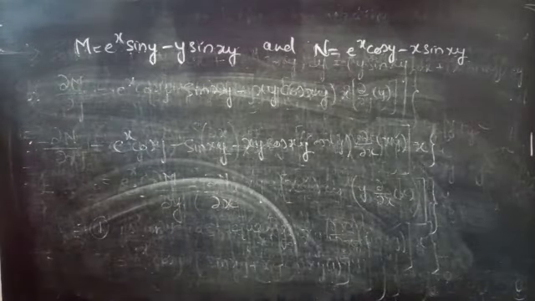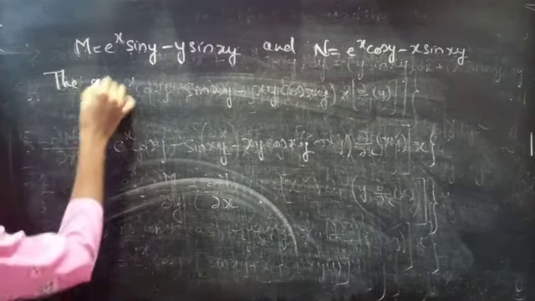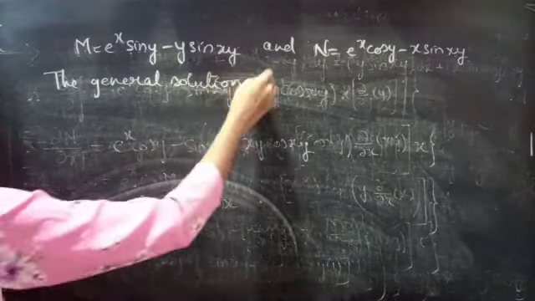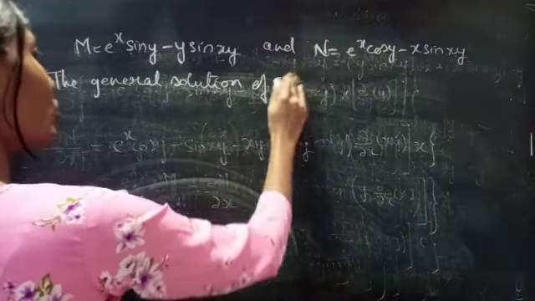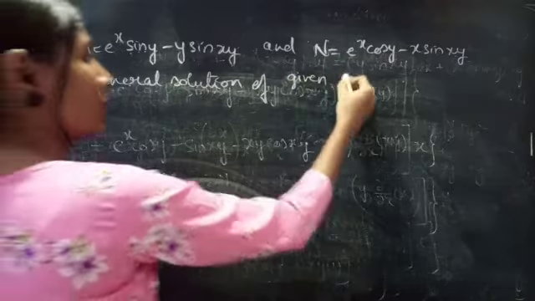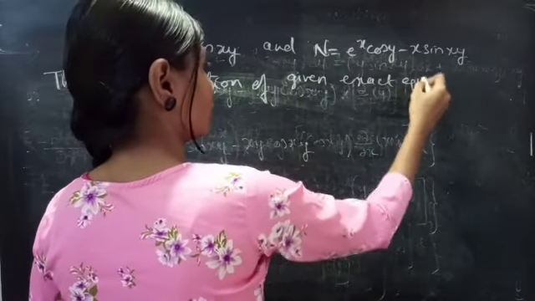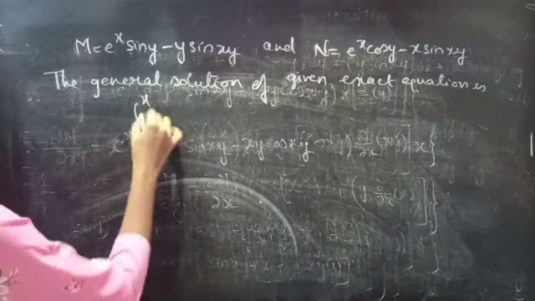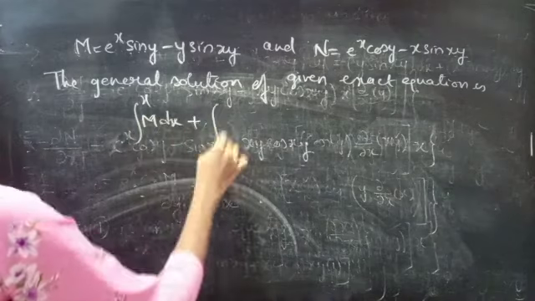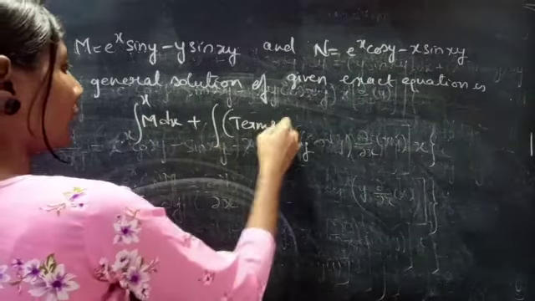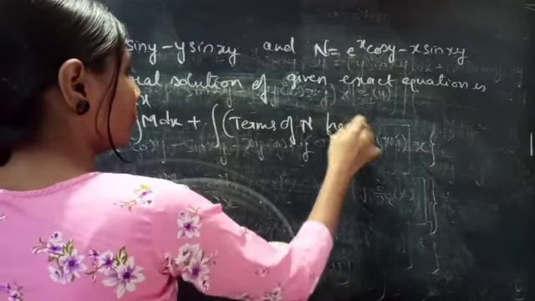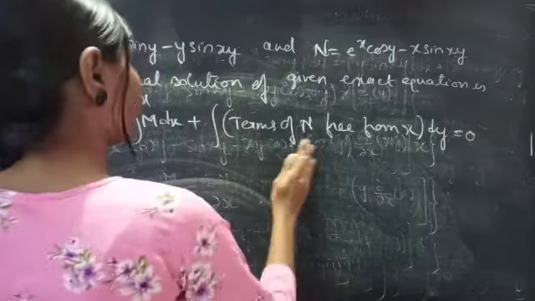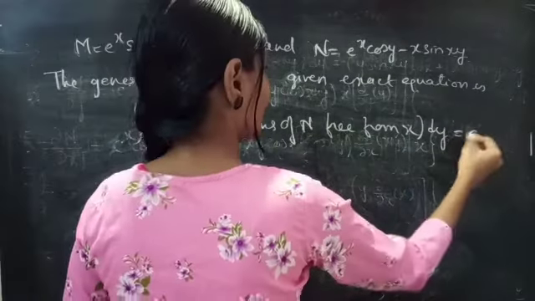So the general solution of the exact equation is the integral over x of M dx plus the integral of terms of N free from x into dy equals a constant. Not 0, constant. Sorry.